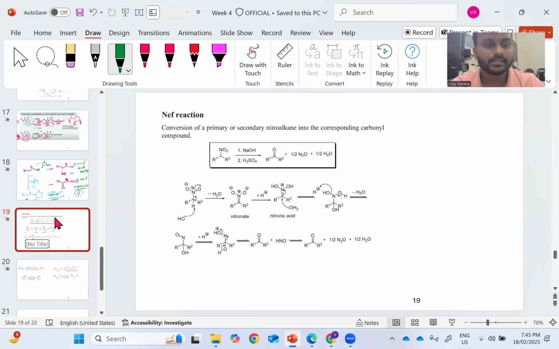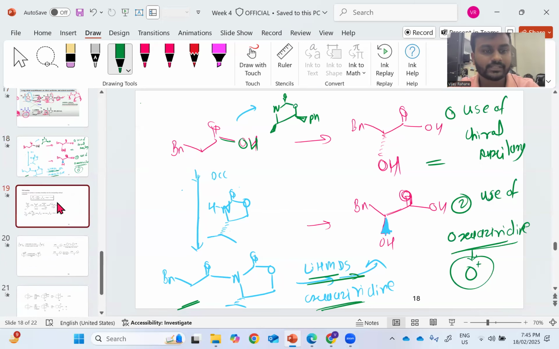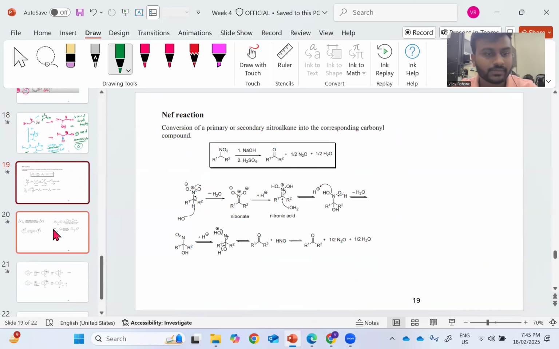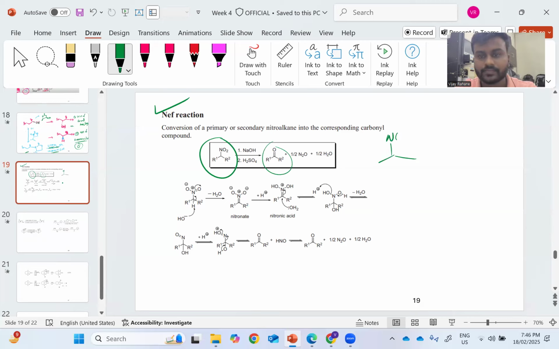So another reaction that we are looking at is the oscillation reaction. This reaction is not covered by the professor. I have purposefully kept it here because it is also one of the important reactions, the Nef reaction, and it involves the conversion of a nitro to a keto functional group. So if you have the nitro substrate, and let's say this nitro is converted into the keto, and the reagent is for this one.